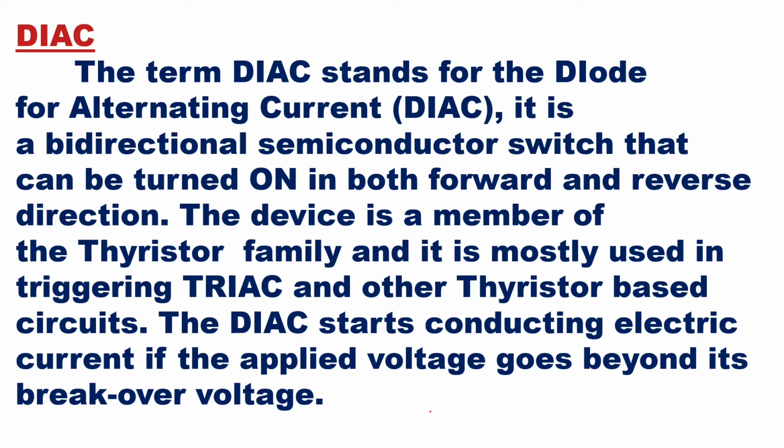The DIAC starts conducting electric current if the applied voltage goes beyond a breakover voltage. There will be a breakover voltage specified by the manufacturer for a DIAC, say around 20 volts or 30 volts. If the applied voltage between its two terminals crosses that, then it will start conducting. And it is bidirectional, so you cannot name one terminal as anode and one terminal as cathode. One will work as anode, then the other will work as cathode.